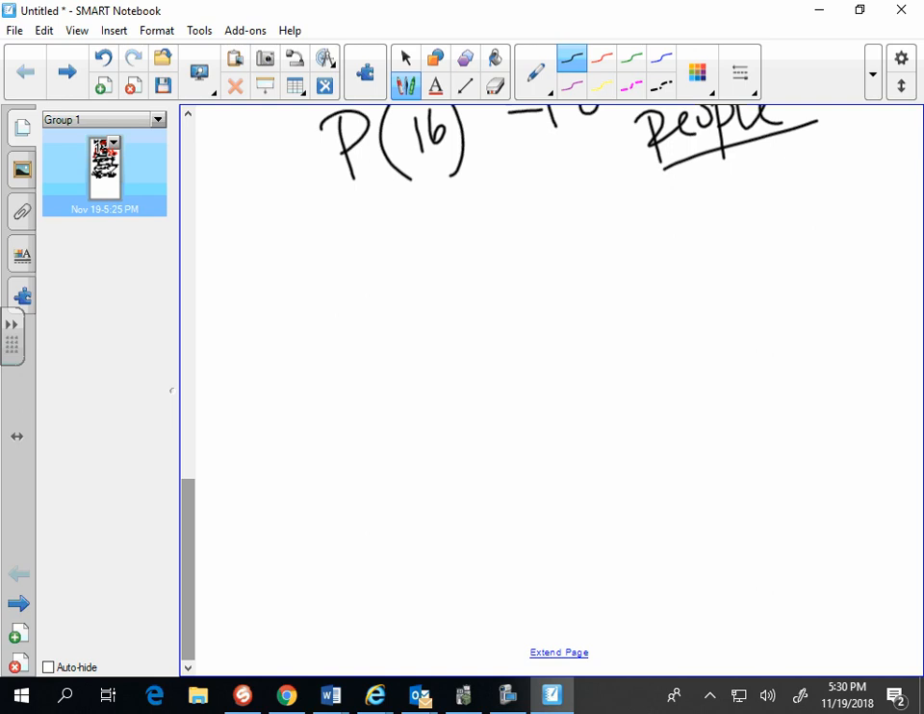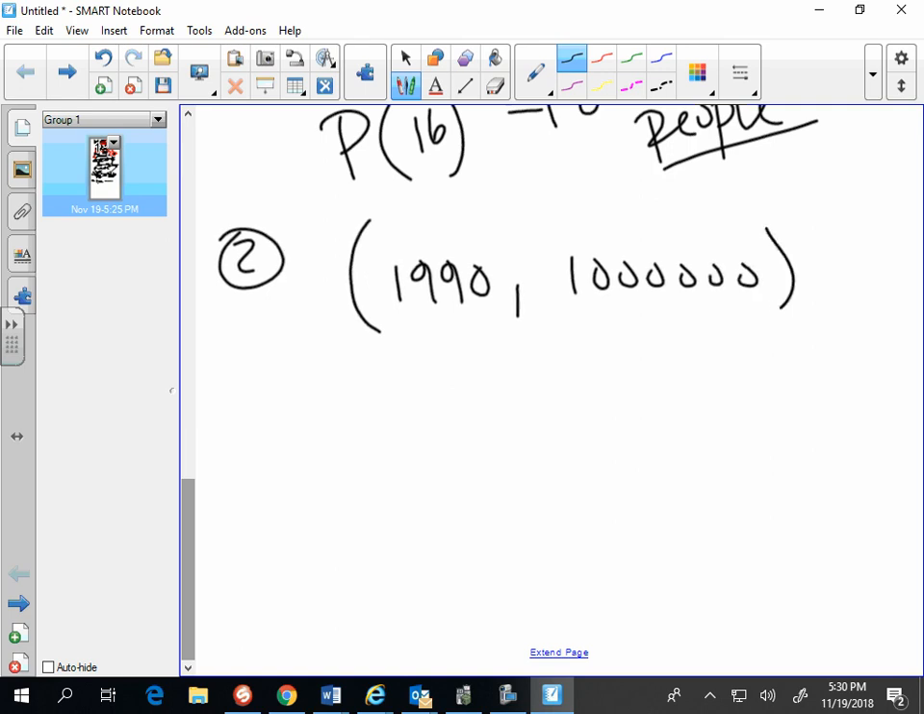Okay, next question, number 2. Meanwhile, population of Detroit went from 1 million in 1990 to 700,000 in 2011. So we started off at 1990 with a population of 1 million. But I'm going to choose to define this as t equals 0, so this can be my initial amount. And then we're told in 2011, that's 21 years later, so 21, the population was down to 700,000.